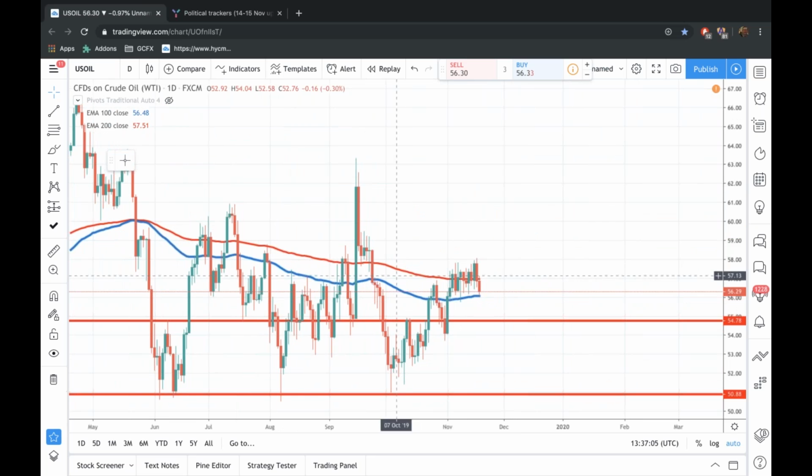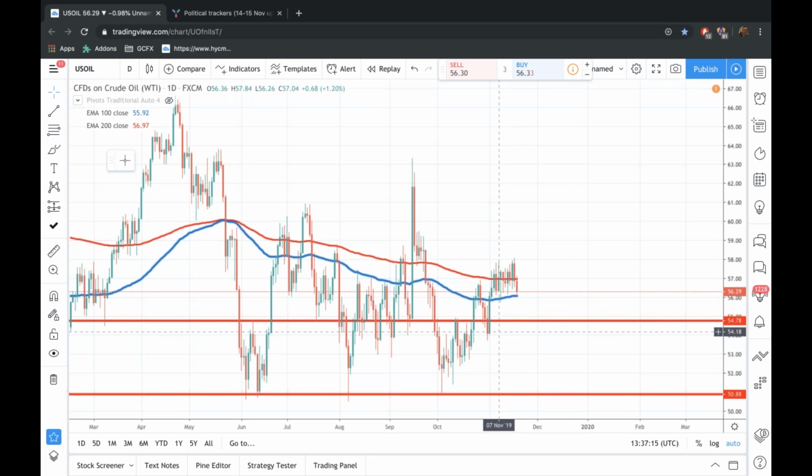You can see technically it's just moving around this 100, 200 exponential moving average. A close below here, and you're looking down to test this 55 handle, this key support level just down below where we had the 54 handle. So for me, there's nothing really there for oil for Hana. There's no particular new news. Even that OPEC headline is old. It's not particularly anything new. So wait and see on oil. That's what I'll be waiting for.